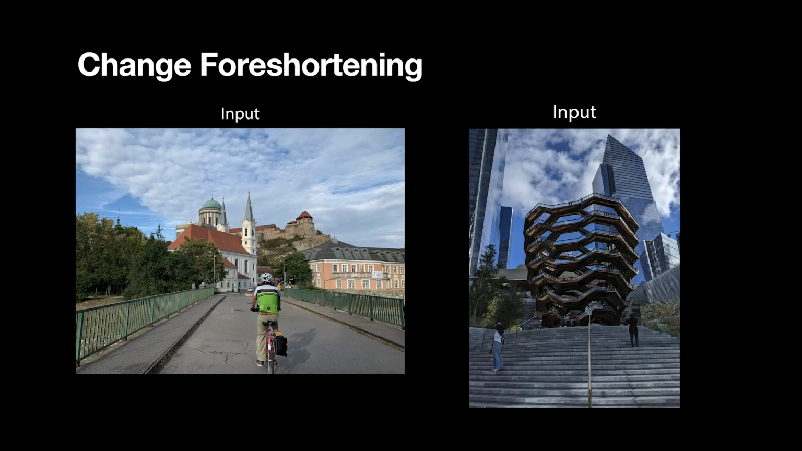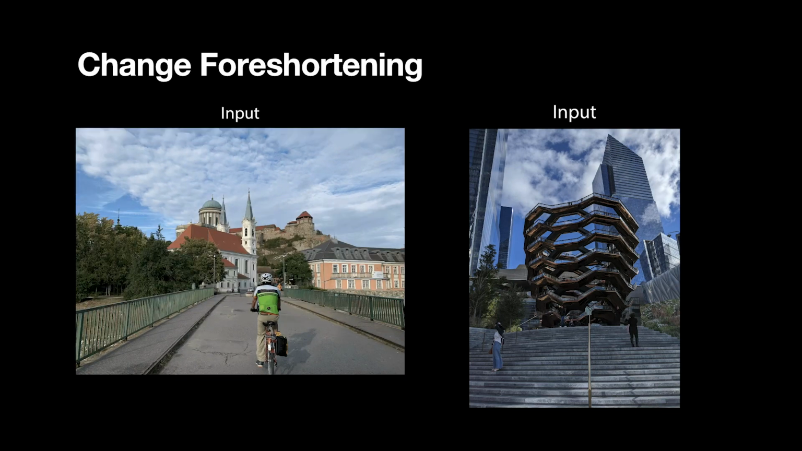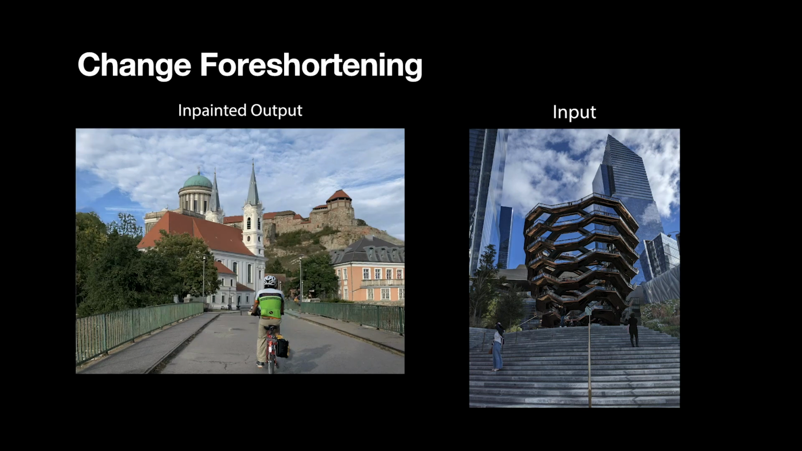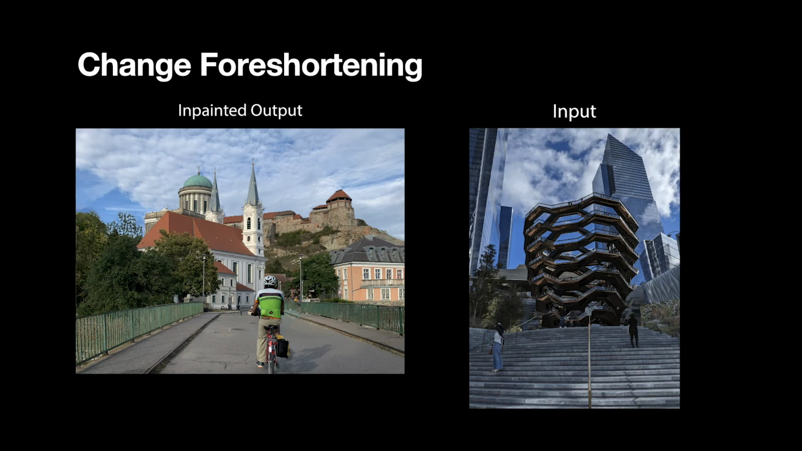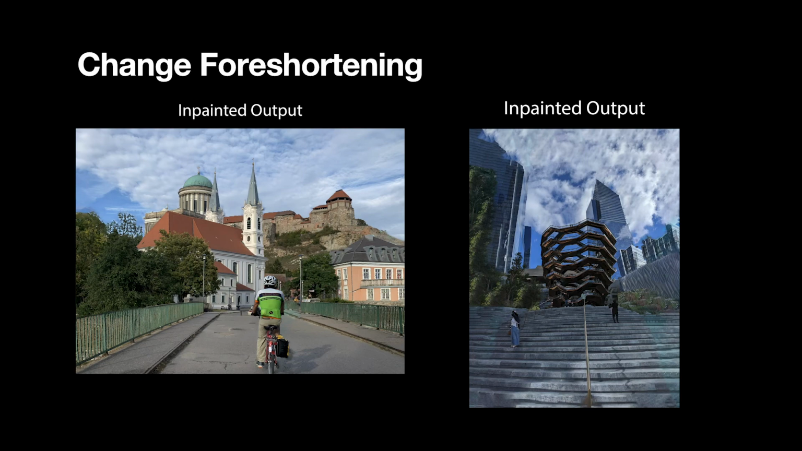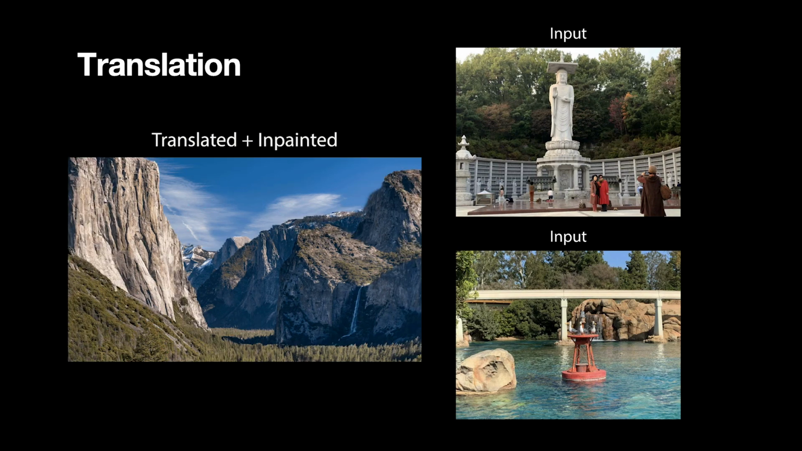Here are some examples of adjusting foreshortening. On the left, we decrease the foreshortening of the bridge to compress its depth. On the right, we increase the foreshortening of the steps to expand its depth and create a more dramatic effect. Now we show some examples of applying translation. On the left, we decrease foreshortening of the Yosemite Valley to compress its depth, and then we move the side mountains back into view for framing.